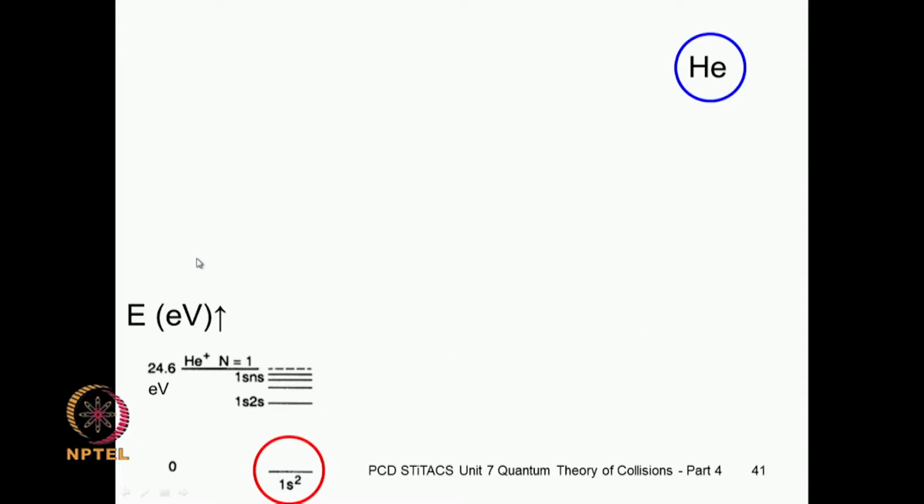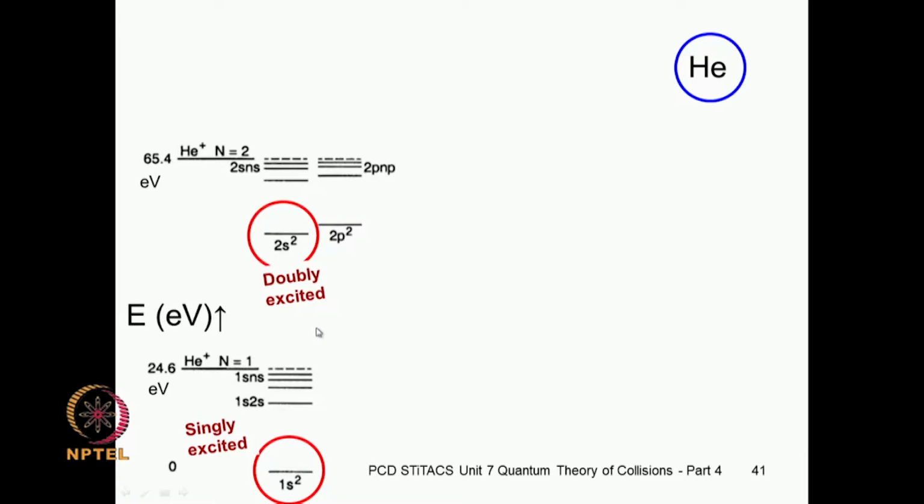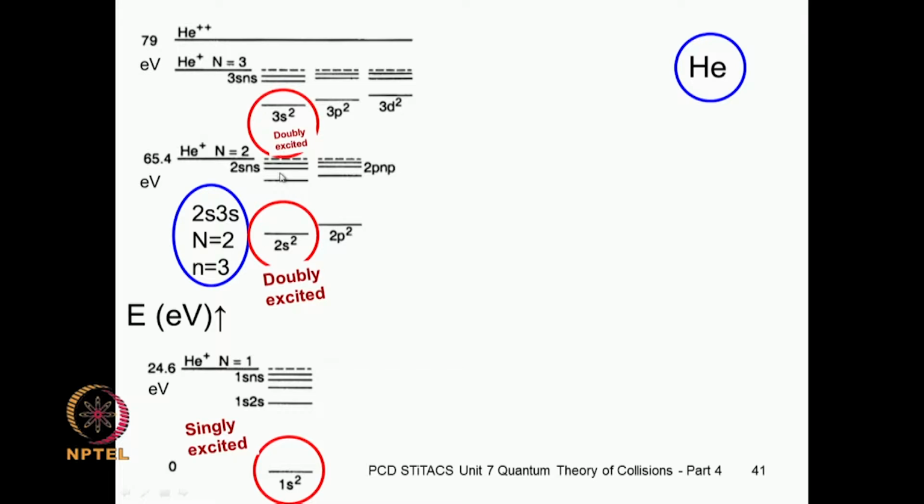So, here is another look at the same diagram, and here you have got the 1s2 and these are the singly excited states of the helium. Okay. So, this has got an ionization threshold of 24.6 electron volts. Then you have the doubly excited states and these are based on the 2s2, 2p2 and so on possibilities, right.